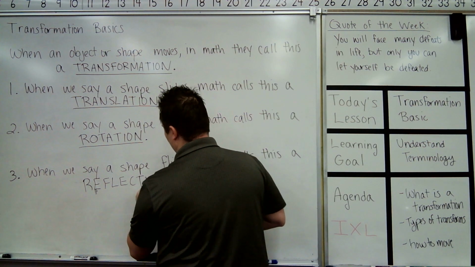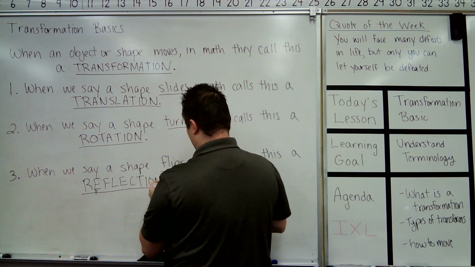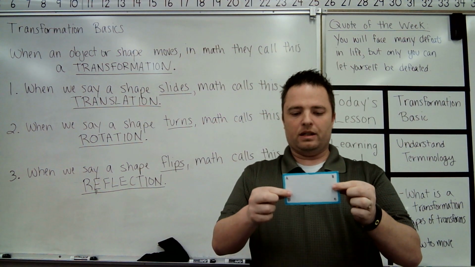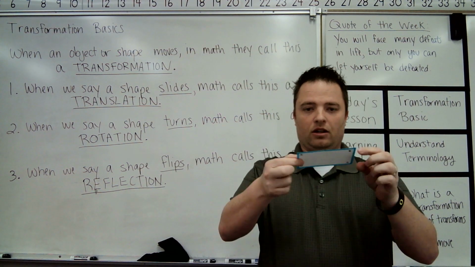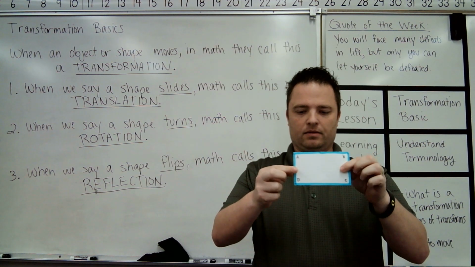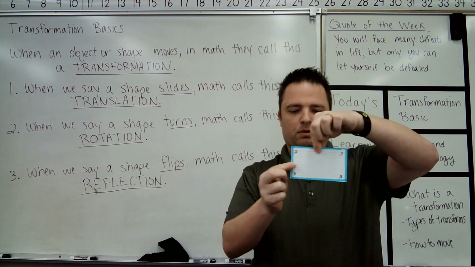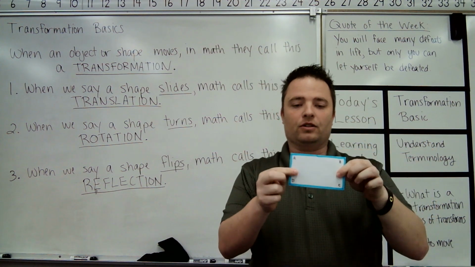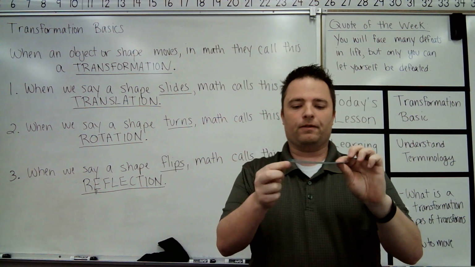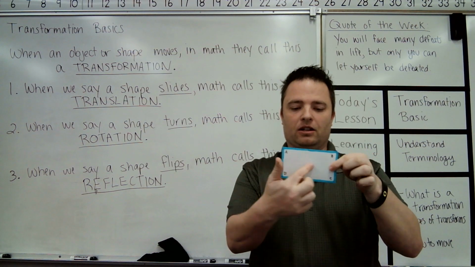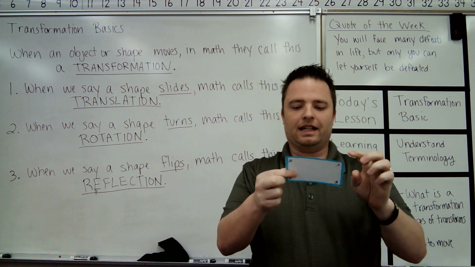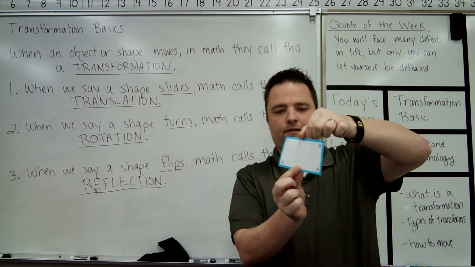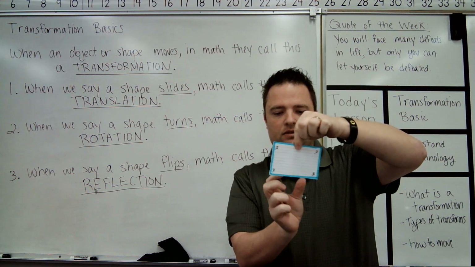Math calls this a reflection. Okay? So when we had our shape and we were saying that this was flipping along the horizontal line, and this was flipping along the vertical line, math calls this a reflection horizontally, meaning along the horizontal line. This is a horizontal reflection. This is a vertical reflection.